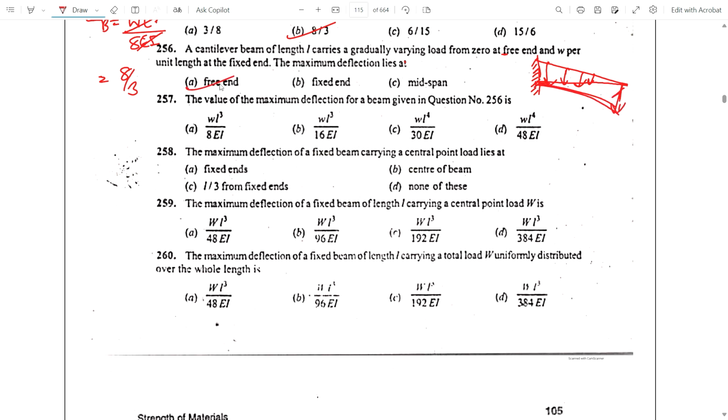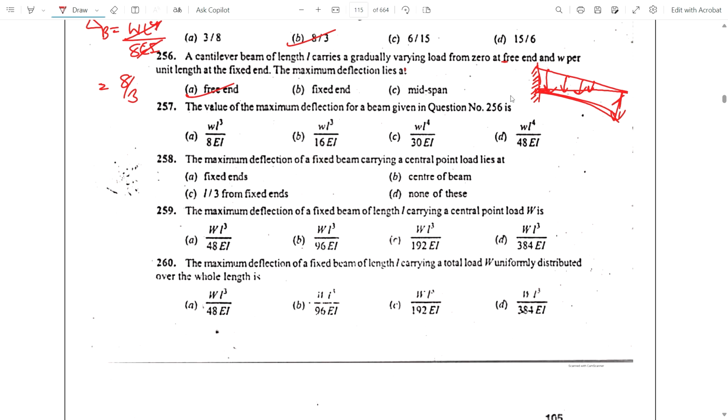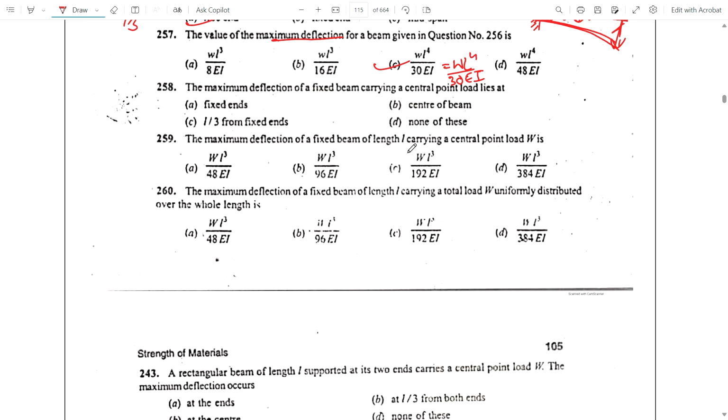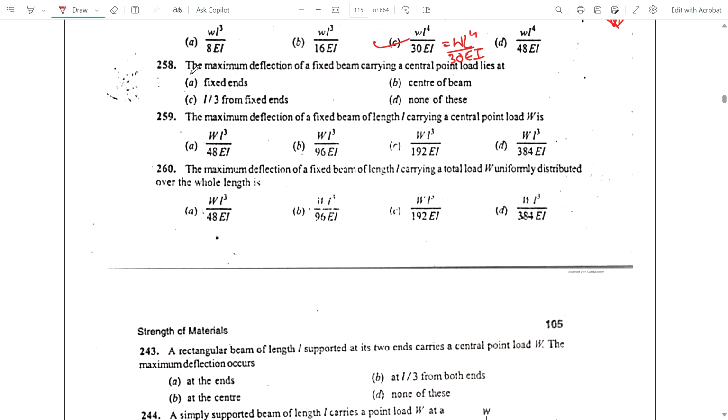The deflection will come at the free end. Okay, now coming to 257. The value of maximum deflection for the beam in question number 256 is how much? It refers to the question above, so the maximum deflection will be WL to the power 4 by 30EI. This is what we read in our notes, so you can check it.